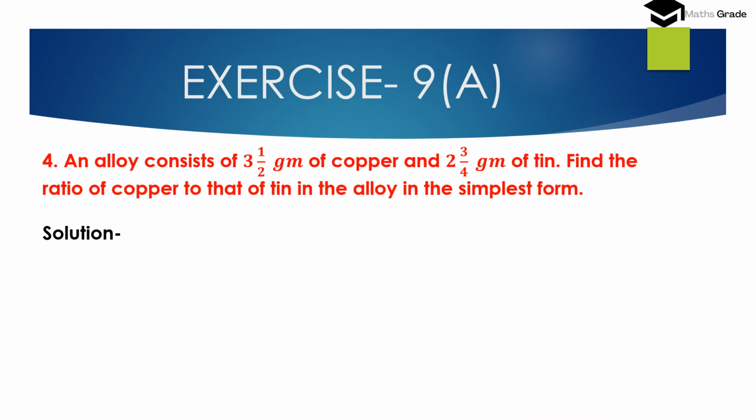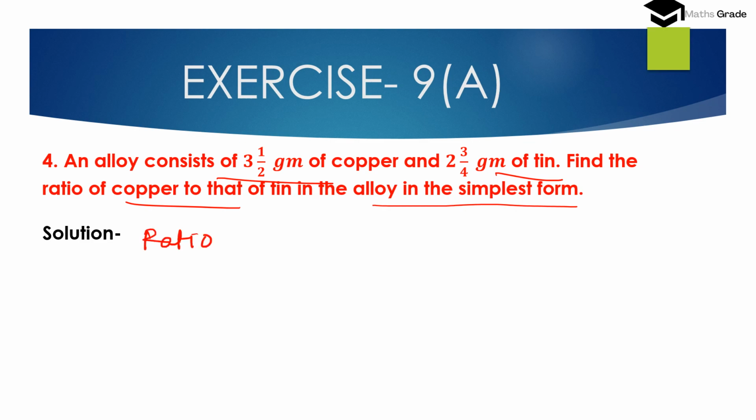Now we will solve question number 4. An alloy consists of 3 1/2 gram of copper and 2 3/4 gram of tin. Find the ratio of copper to that of the tin in the alloy in the simplest form. It is given that the alloy consists of 3 1/2 gram of copper and 2 3/4 gram of tin, and we have to find the ratio of copper to that of tin in the alloy.